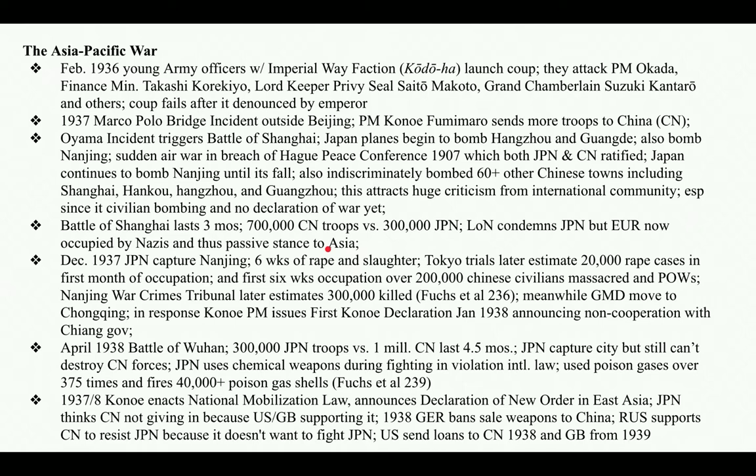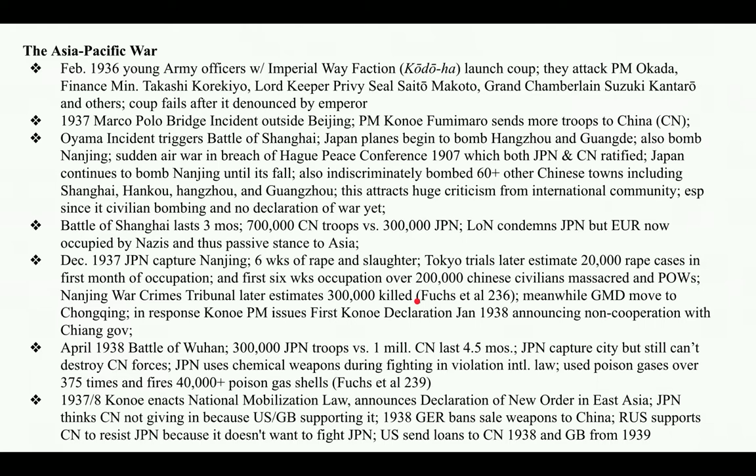In December 1937, the Japanese army captured Nanjing, and then there unfolded 6 weeks of rape and slaughter, which today is known as the Nanking Massacre. The Tokyo trials, which were held after the war by Allied powers to pursue Japanese war responsibility, estimated that there were 20,000 rape cases in the first month of the occupation of Nanjing, and in the first 6 weeks of the occupation, over 200,000 Chinese civilians were massacred. Civilians and POWs were massacred. A subsequent war crimes tribunal in Nanjing later estimated that 300,000 were killed.